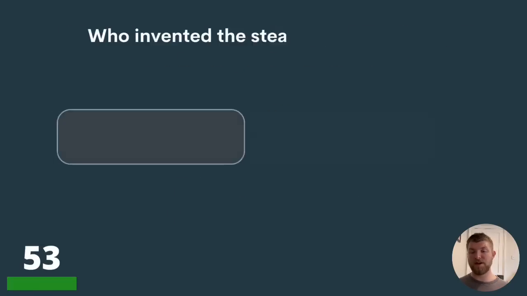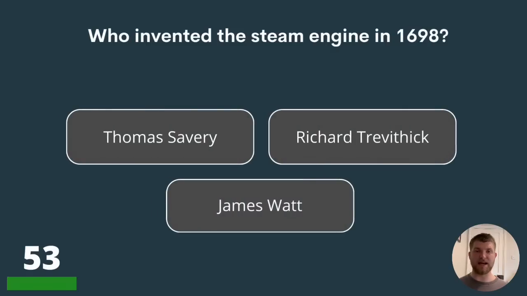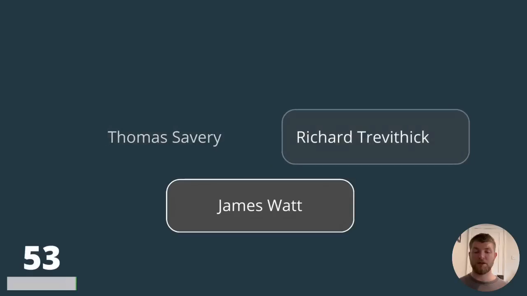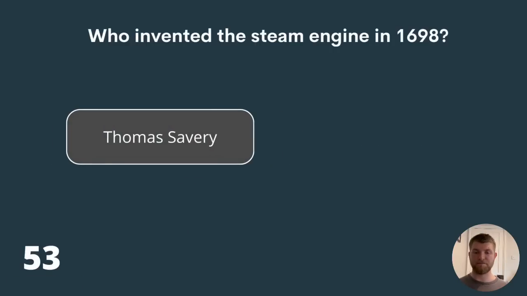53. Who invented the steam engine in 1698? Thomas Savery, Richard Trevithick, or James Watt? The answer is Thomas Savery.